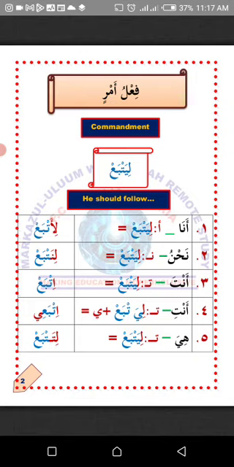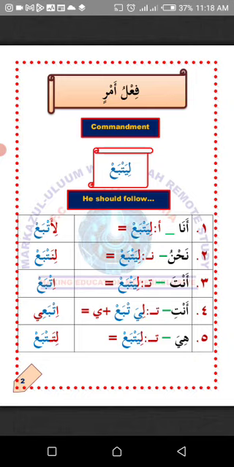ليتبع simply means he should follow. He in Arabic is huwa, which is the opposite of hiya, she. So how do we now change the verb ليتبع to suit the following pronouns? Wahid, number one. Ana, I. How do we change the verb ليتبع to suit ana? All you need to do is to detach yaun and attach alifun. So the verb ليتبع will now become لأتبع, which means I should follow.